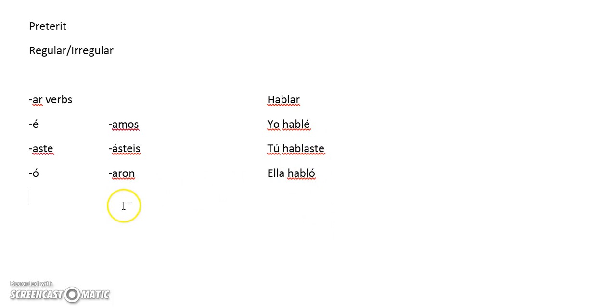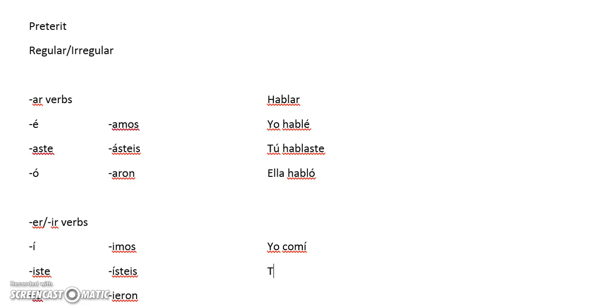These are the preterite endings. In the preterite, the ER and the IR verbs have the exact same endings. Í, iste, ió, imos, isteis, and ieron. So you could say, yo comí, I ate the apple yesterday.